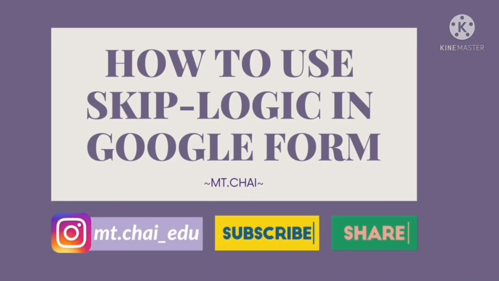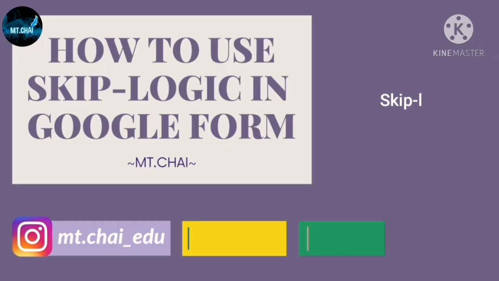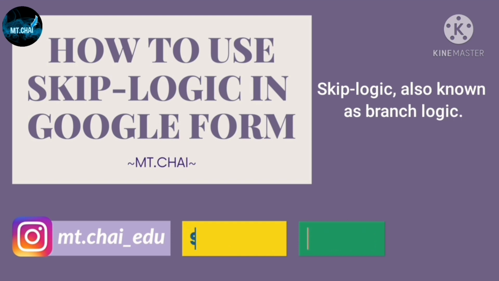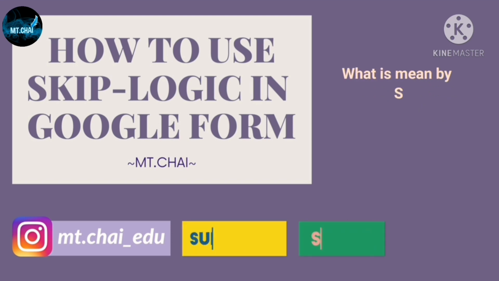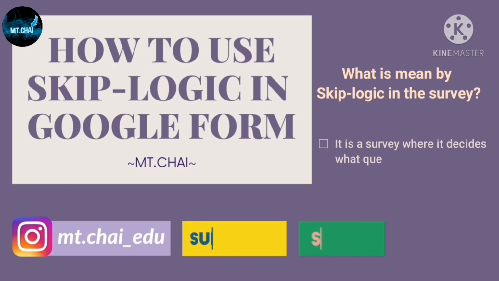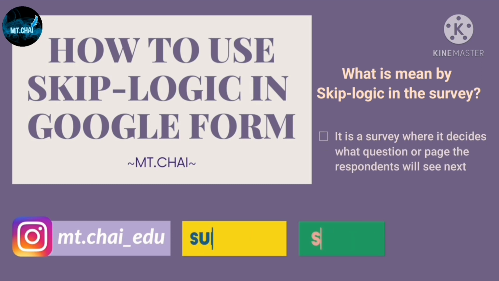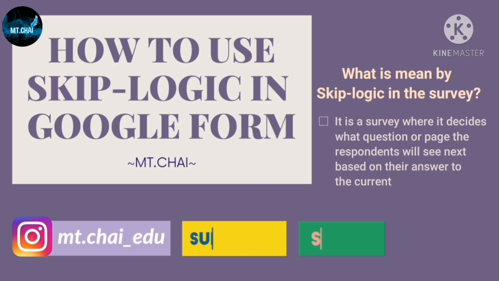In today's video, I want to show you how to use skip logic in Google Form. Skip logic, also known as branch logic. What is meant by skip logic in the survey? It is a survey where it decides what question or page the respondents will see next based on their answer to the current question. So let's get into the process of exactly how to do it.